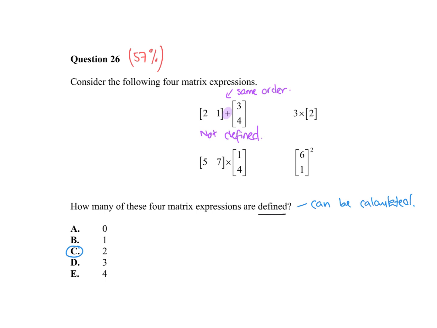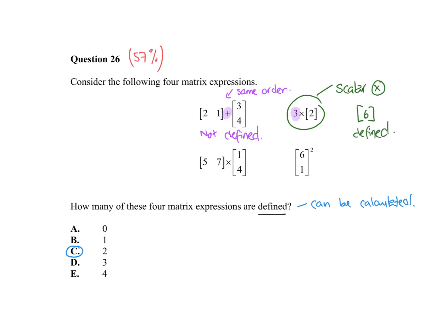The next one, if you look here, I'm just going to, because this is a good little summary, this is what we call scalar multiplication. Scalar multiplication is when you times everything inside the matrix by the number outside. It's just a scalar number. This one here is a scalar number. So when you times that, this one can be done, and that would just be 6 like that. So this one is defined.